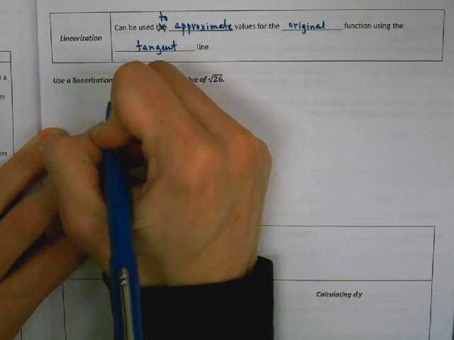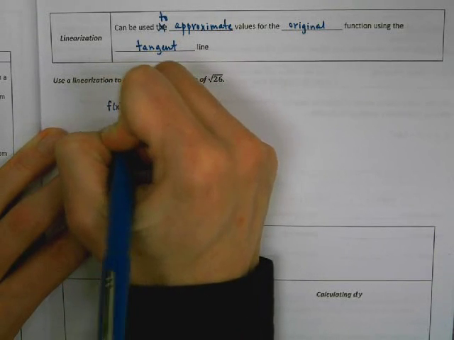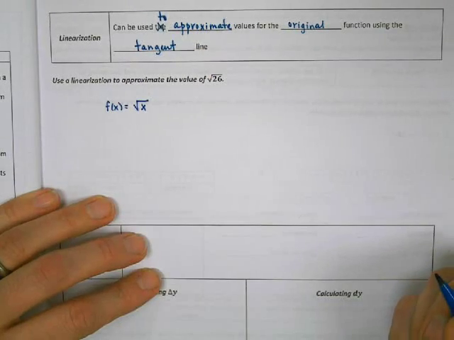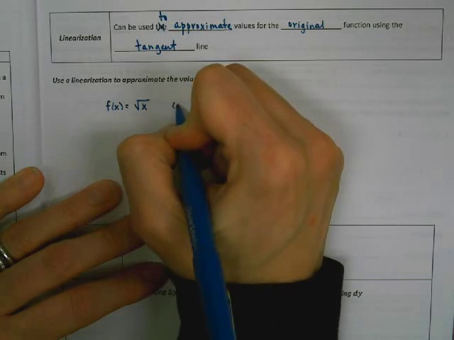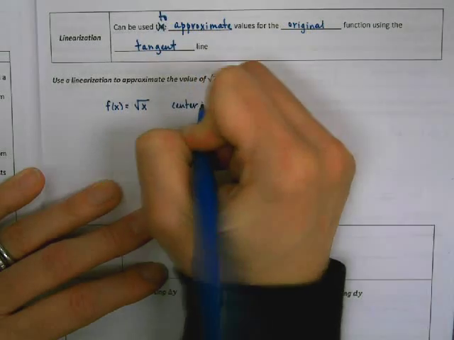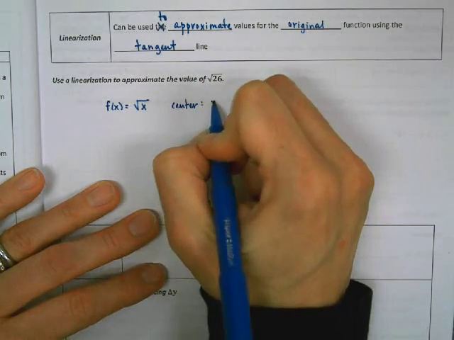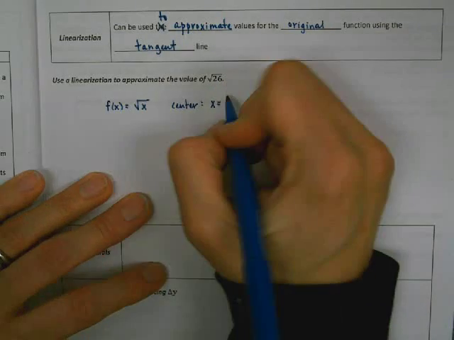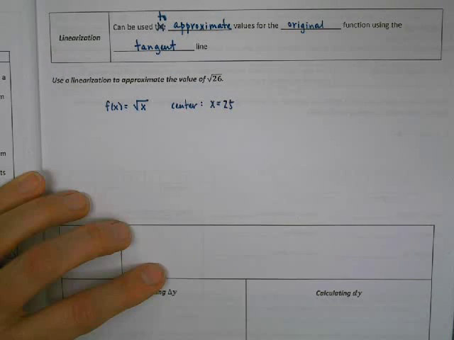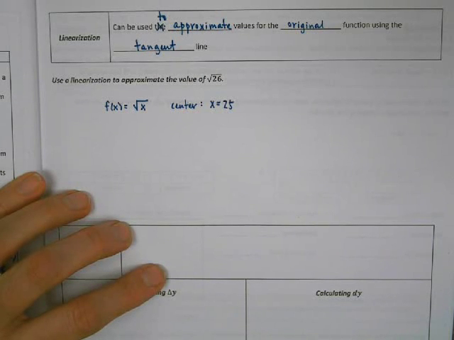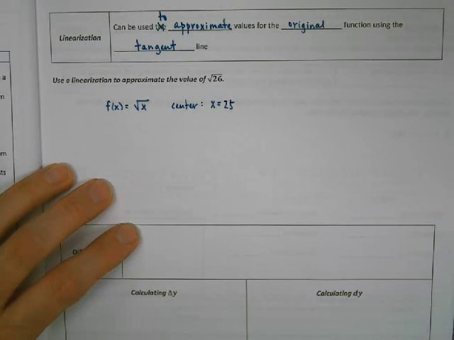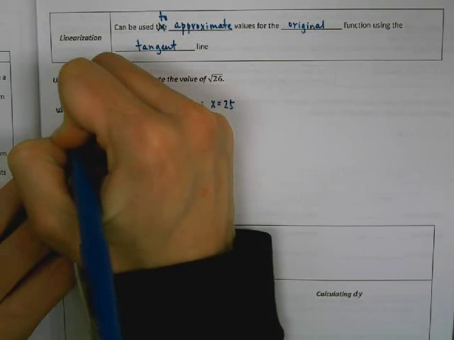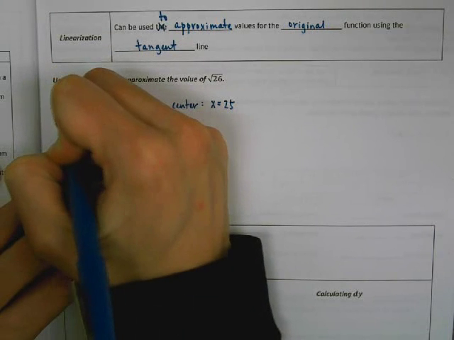So I'm going to need a couple things. I need a function here. And so since we're dealing with the square root, our function is the square root of x. And we need to pick a center for this linearization. So I want it to be something that's close to 26, but is also a perfect square. So 25 is going to be our option here. So remember, we said linearizations were using the tangent line. So that's the equation we need to be able to come up with.